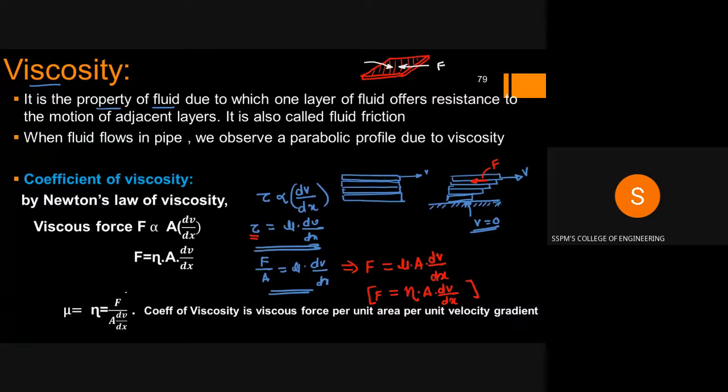And from this equation, we can write the coefficient of viscosity, mu or eta, as F upon A into velocity gradient dv upon dx. So the coefficient of viscosity is nothing but the viscous force per unit area and per unit velocity gradient.